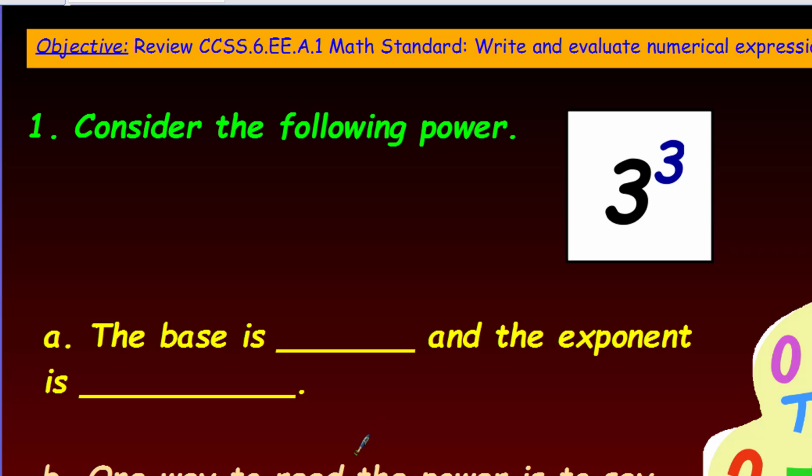Something that we can point out, first of all: the base holds that exponent up. So our 3 is the base. It just so happens that our exponent, which you see is in blue, is also a 3. So in this case, the base is going to be 3, and then, of course, our exponent is going to be 3. So there is the base, and there is the exponent.